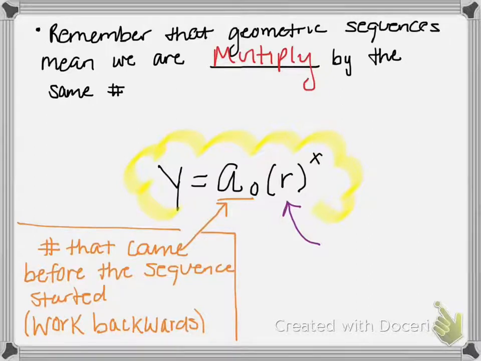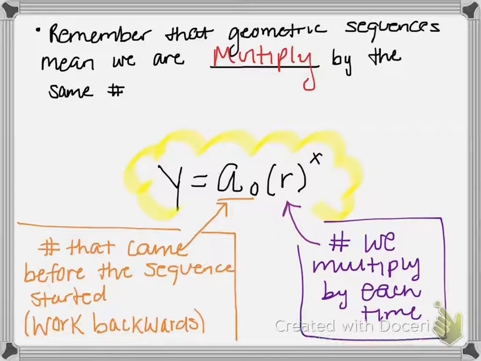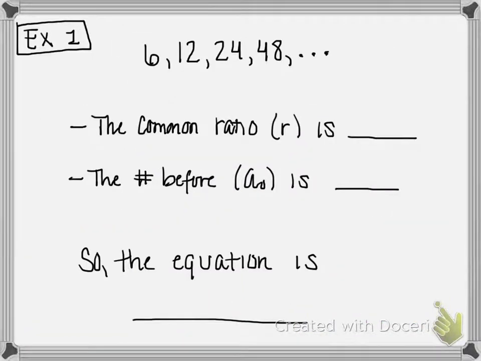And then r is our common ratio. So that's just the number that we multiply by each time, kind of like our m, the number we multiply by. Remember that that number is going to be the same number each time because we want it to be a common ratio. So those are the two parts of the formula, and we're going to do 3 examples together, just like we did with the arithmetic sequences, so that we can get the feel for how to write these equations. So, our first example is 6, 12, 24, 48.